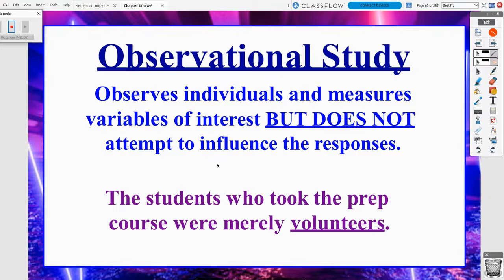So what we just observed, no pun intended, is an observational study. In an observational study, we observe individuals and we measure variables of interest like SAT scores, but we don't attempt to influence the responses. So we offered this course and we just let whoever wanted to sign up for it. We didn't force anybody to take this SAT prep course.